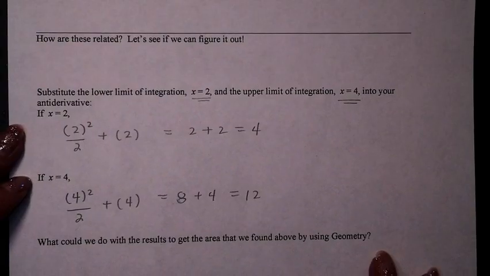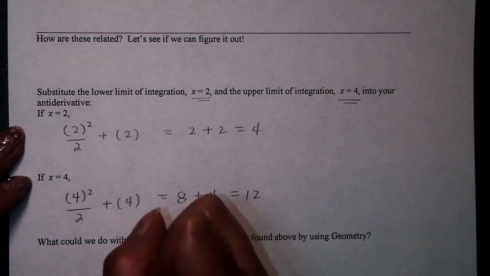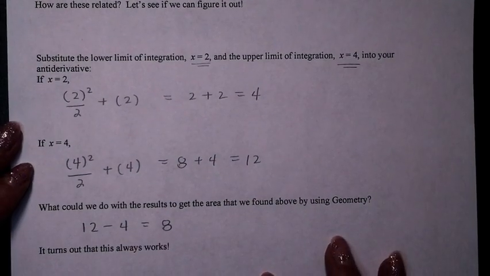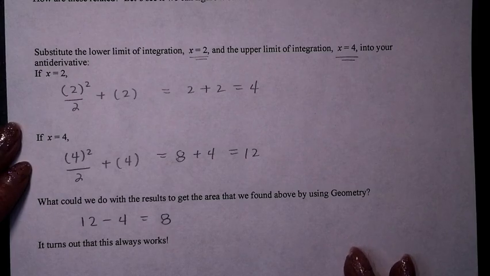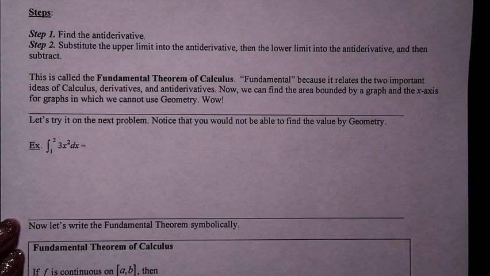So this is beautiful. What could we do to get the result that we found above using geometry? You're like, oh, I can do 12 minus 4 and I get my 8. Do you agree with that? So you can see that that's what we have, and it turns out that this is always true. This always works. This is the idea of the fundamental theorem of calculus, and we're going to see more in the next example. So what are the steps to find this area? Step 1, you are going to find the antiderivative, which means computing the indefinite integral.